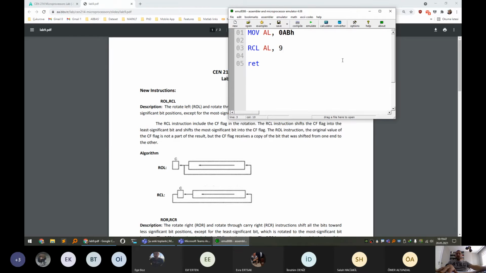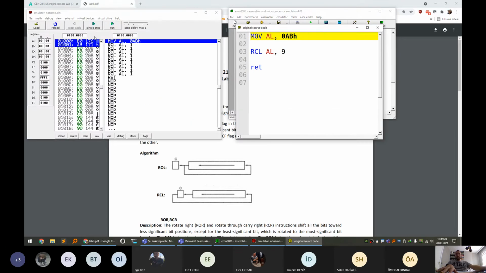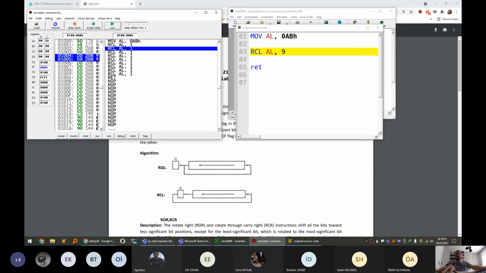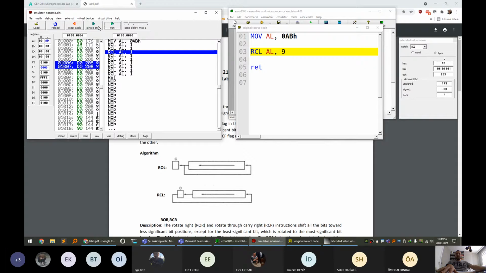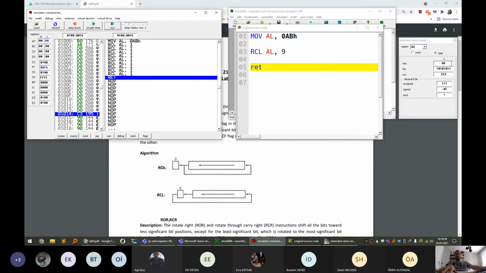If I rotate this 9 times, let me open the AL again. If I rotate this 9 times, it will become the original value. Okay. The main difference is this. The usage is like this: rotate through carry left, register or memory. How many times this register or memory needs to rotate?